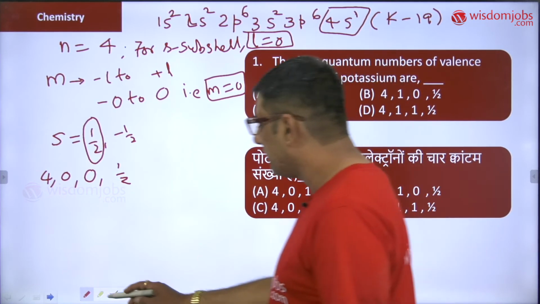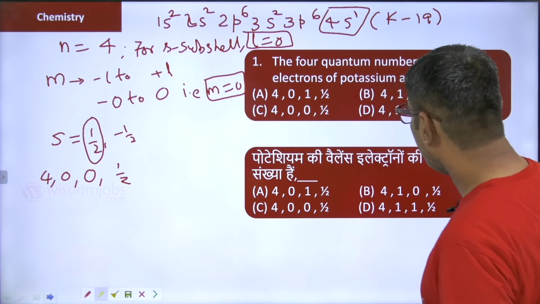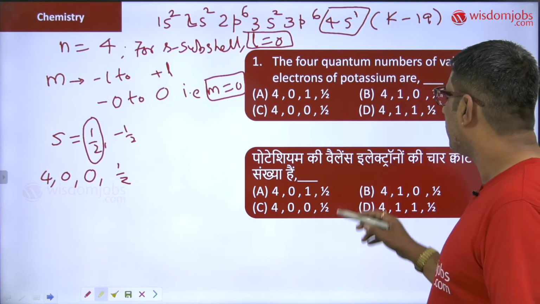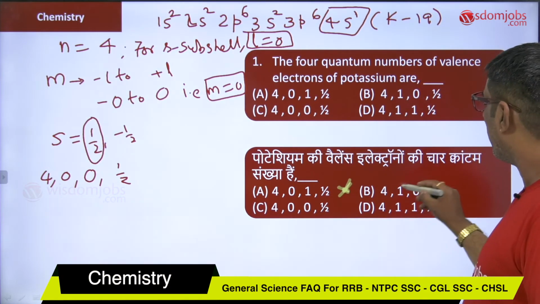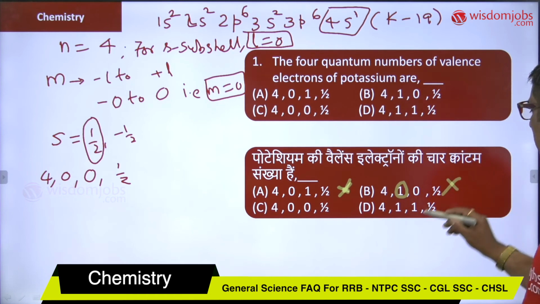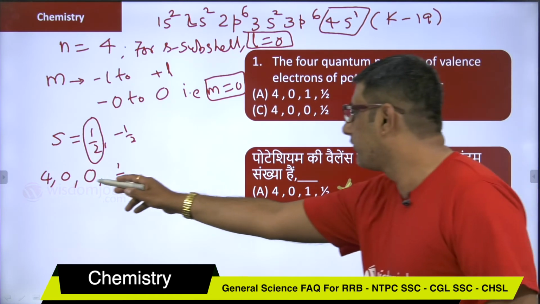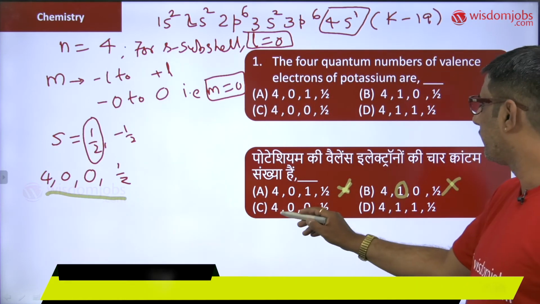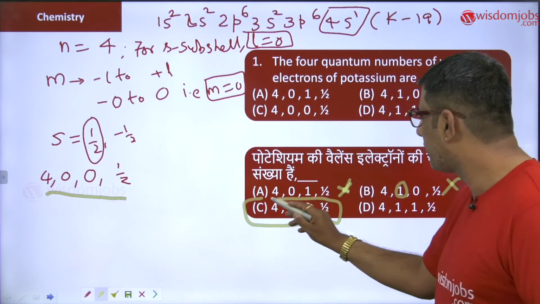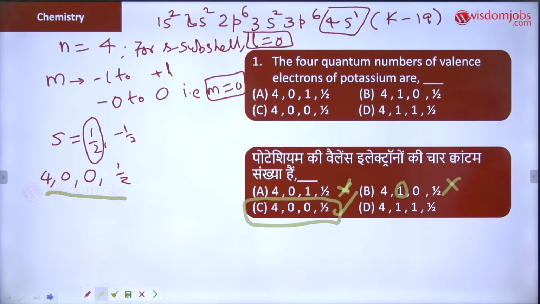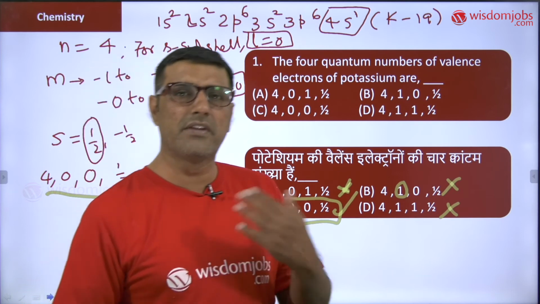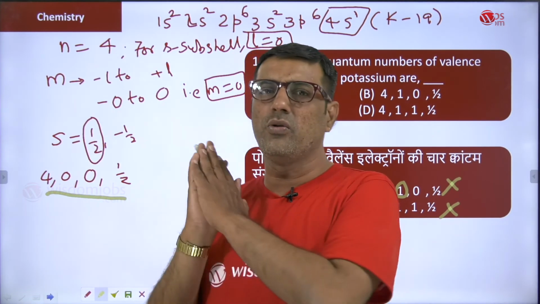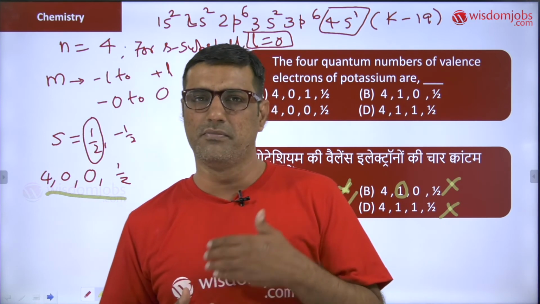Now let me check which is the correct option for our answer. Option A, 4, 0, 1, 1/2, is wrong, so this is not the correct option. Next, B, 4, 1, so 1 is wrong, so B is not the correct option. If you observe 4, 0, 0, 1/2 and 4, 0, 0, 1/2, option C is the perfect match, and obviously D is also the wrong answer. So if you know the electronic configuration of potassium and the limits of l and m, then you can easily identify this particular sequence of quantum numbers.